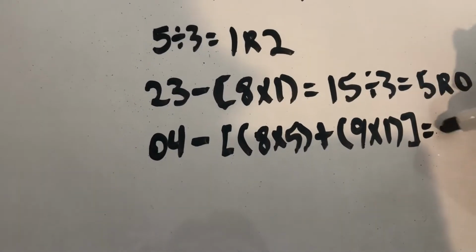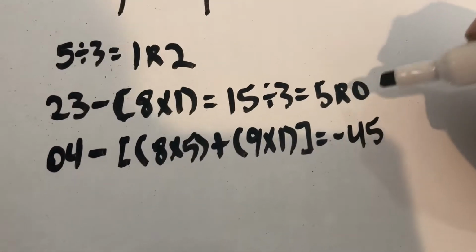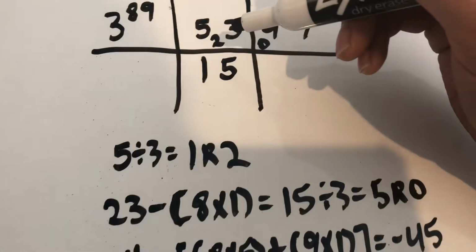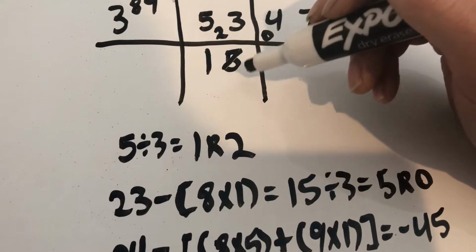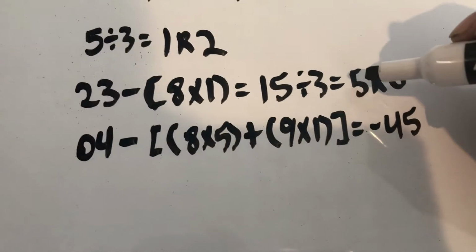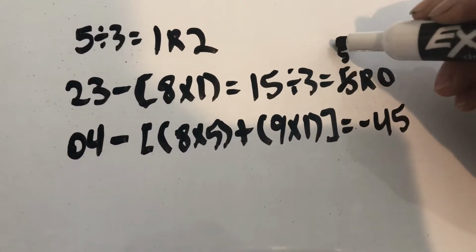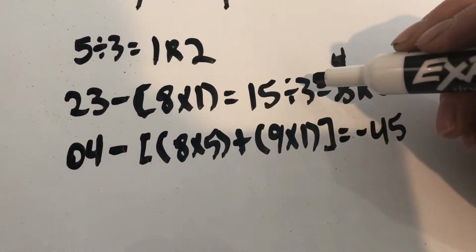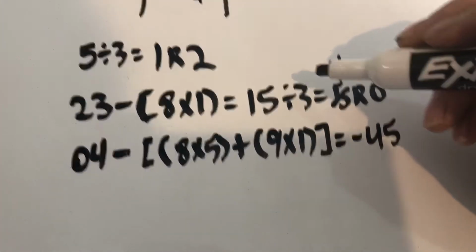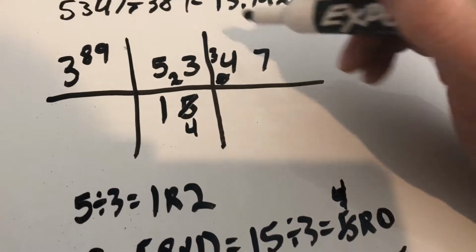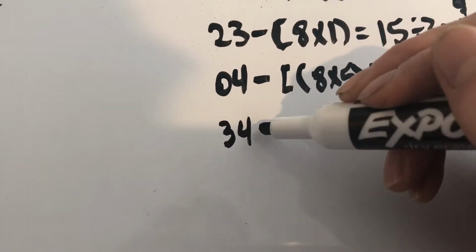which equals negative 45. Since we got a negative 45, that means we're going to have to cancel out some quotients here. So we're going to cancel out this 5, make this a 4. Cancel out this 5, make this a 4. Then we multiply 4 times 3, which equals 12. 15 minus 12 equals 3. So we increase this remainder of 0 to 3. So now we've got a gross dividend of 34. So you write 34 right here.